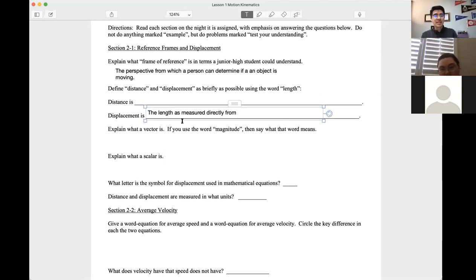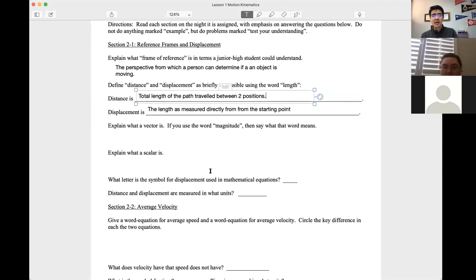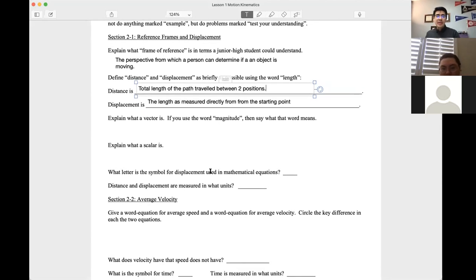So displacement is length that's measured directly from the starting point, and distance is the total length of the path traveled between two positions, okay? That's going to be a huge one, because if you accidentally say distance when you mean displacement, you're definitely going to get marked off. The easiest picture is maybe you have a path that goes this way, and squiggly, squiggly, squiggly. The distance is me counting all the little blue parts, versus the displacement, which would be just a straight line. How far away am I from the starting point?